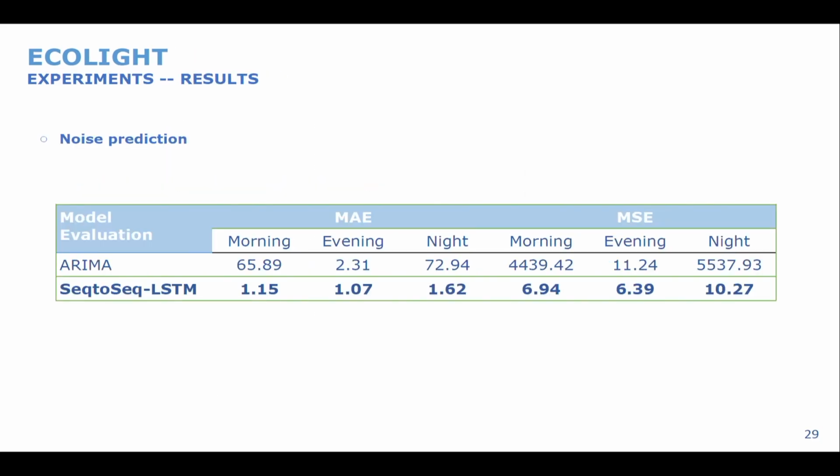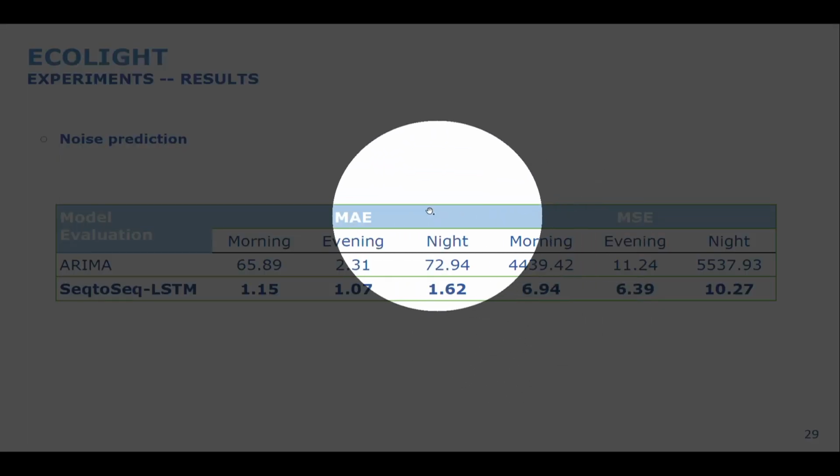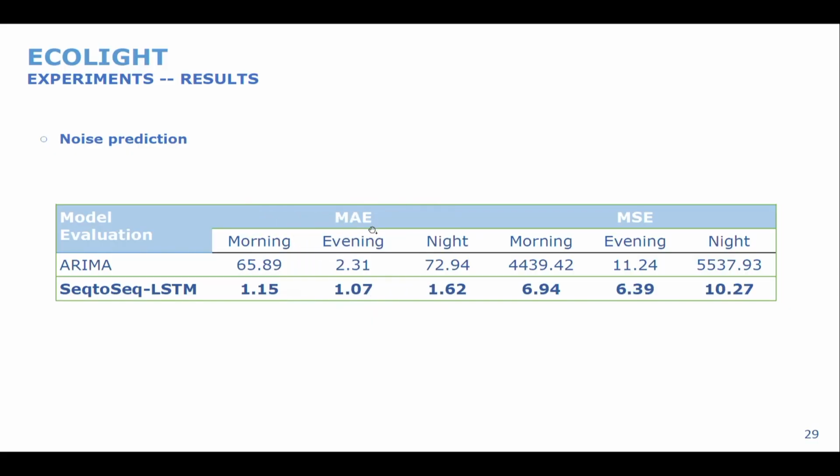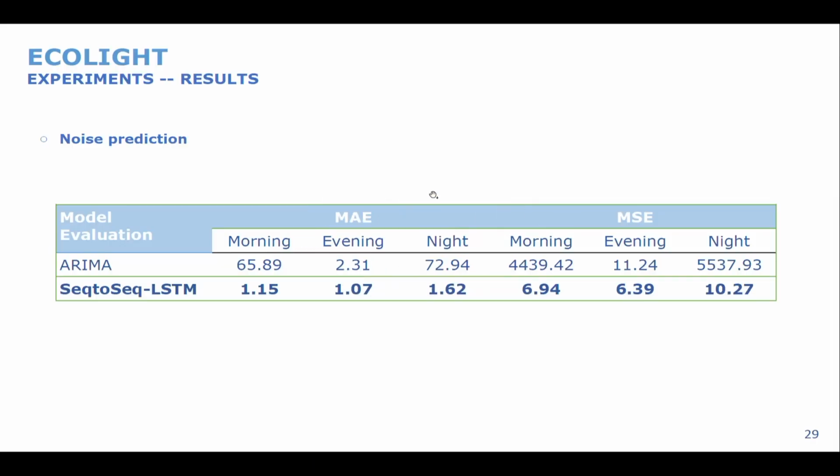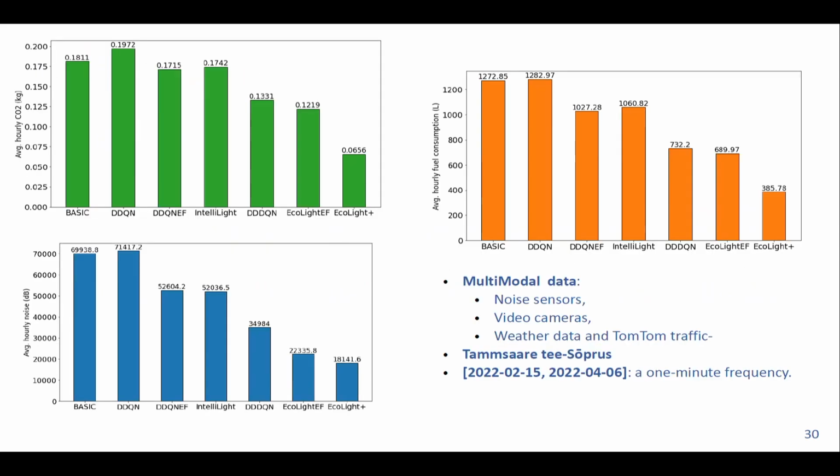So we compared our performance in terms of noise predictions. So we showed that we are better than ARIMA, but the purpose was not to compare the noise prediction. The purpose was to compare the traffic light performance.